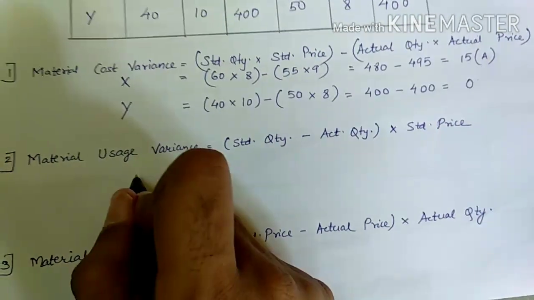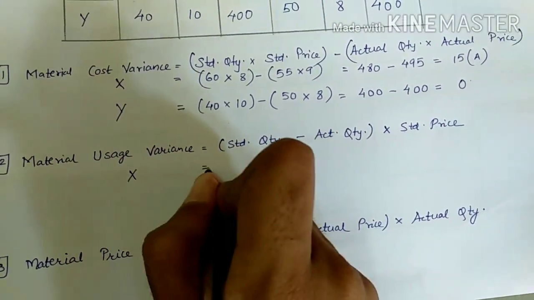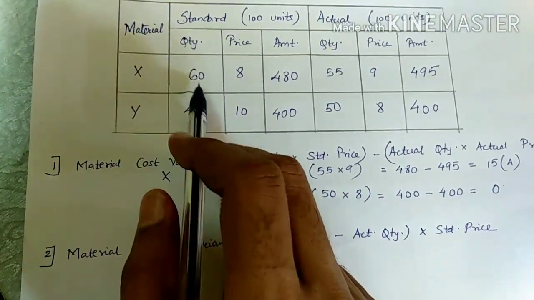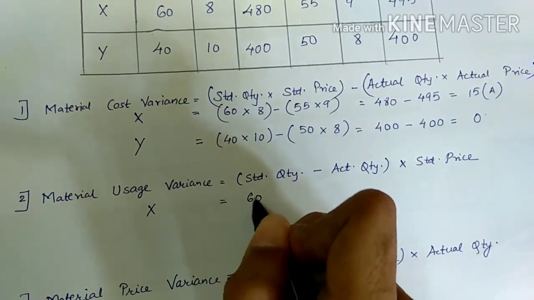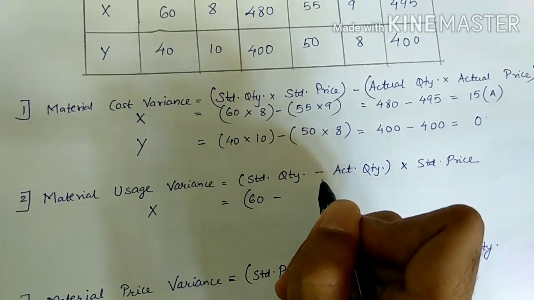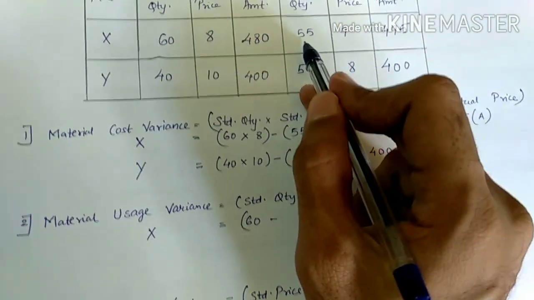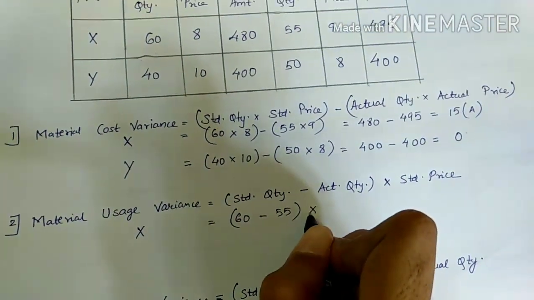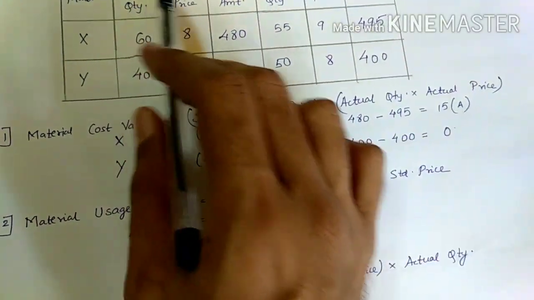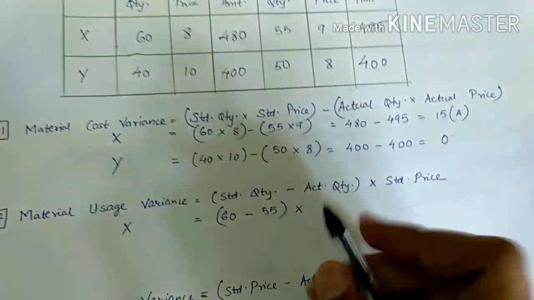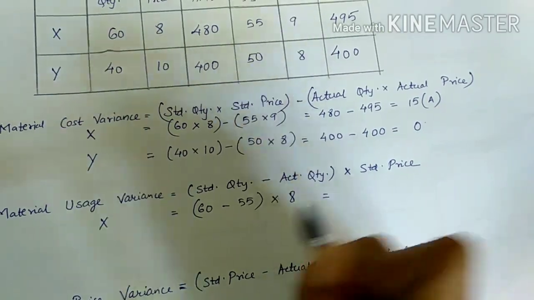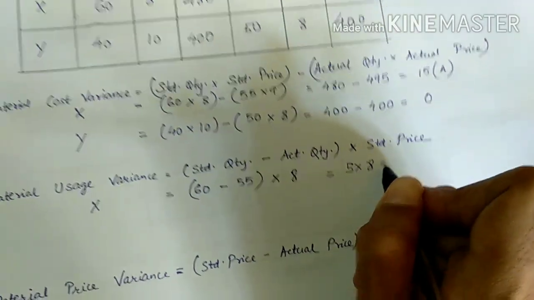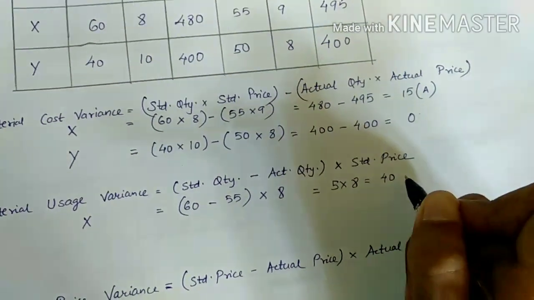Second formula is material usage variance. So for material X, standard quantity, which is 60 minus actual quantity of material X, that is 55. So 60 minus 55, the whole thing multiplied by standard price. The standard price is 8. That comes to 60 minus 55 is 5 multiplied by 8, 40.